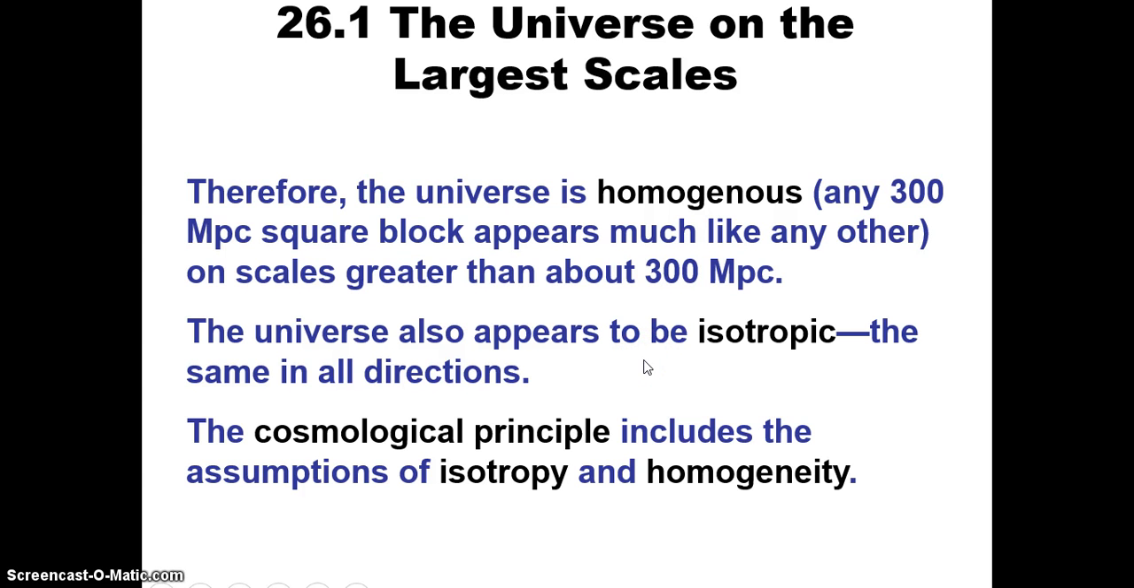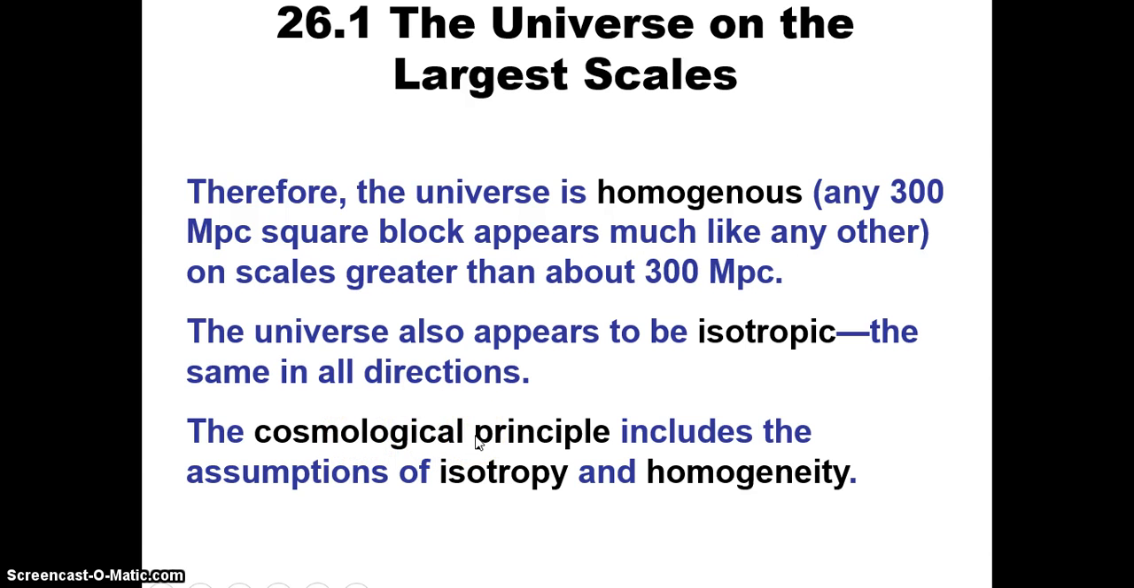The local galaxies will be different, of course, but overall you're seeing essentially the same thing. And so that's called being isotropic, right? So that's the same in all directions. So when we combine the idea of the universe being homogeneous and isotropic, that is also known as the cosmological principle.